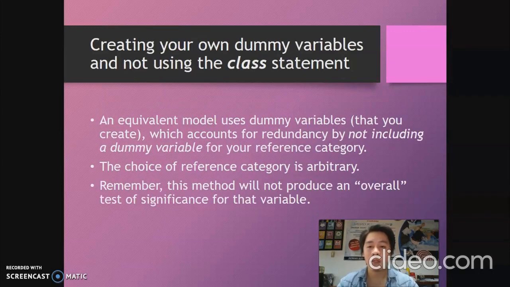So now, let's create our own dummy variables without using the class statement. An equivalent model uses dummy variables that you create, which accounts for redundancy by not including a dummy variable for your reference category. The choice of reference category is arbitrary. Remember, this method will not produce an overall test of significance for that variable.